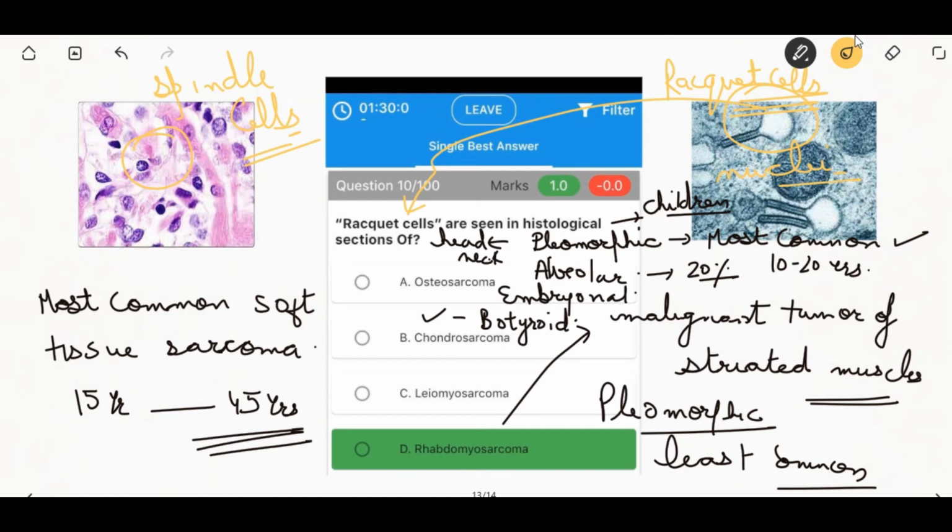The characteristic feature of this form of tumor is the large bizarre cells. The nuclei are situated in the expanded end of cells, the racket cells. Strap and ribbon cells show the presence of long streaming cytoplasm. So your answer will be rhabdomyosarcoma.